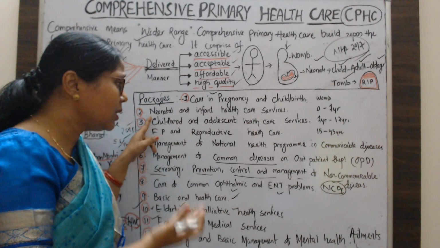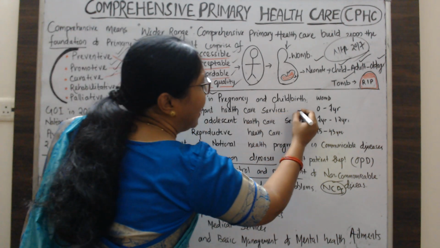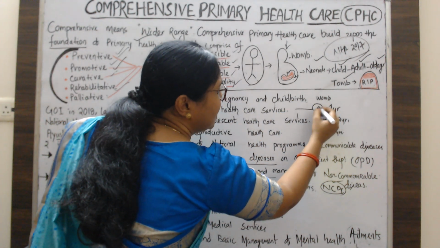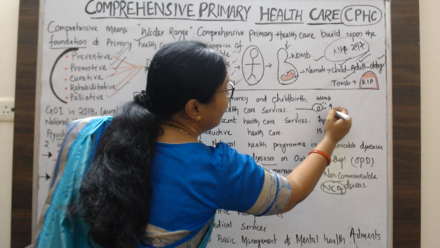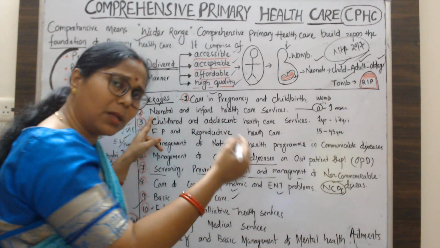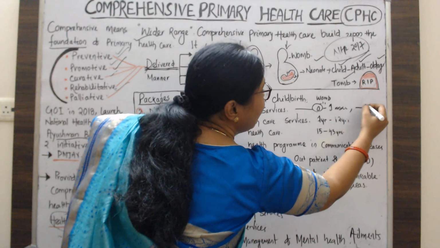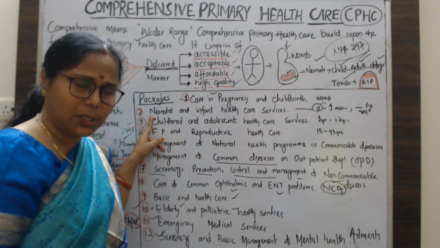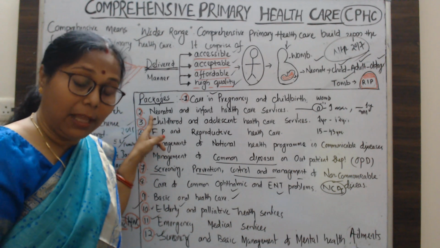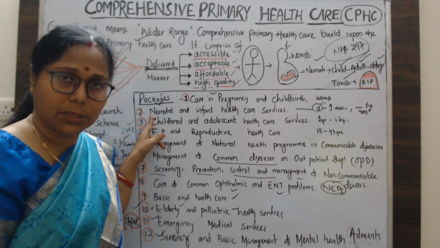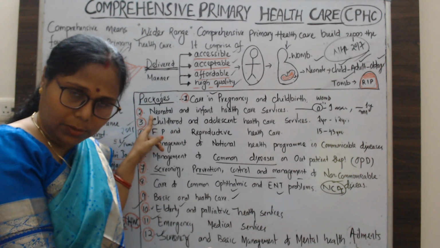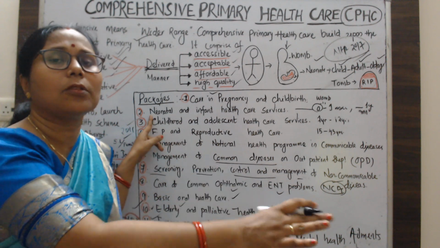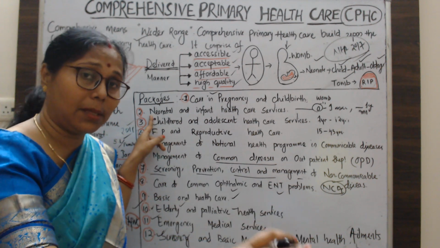Second one, neonatal and infant health care services. After birth to 1 month, we consider it the neonatal period. And from 1 month to 1 year, we consider it the infant period. During that time, the immunization or any other health services required for the infant or neonate is also provided through this comprehensive primary health care.